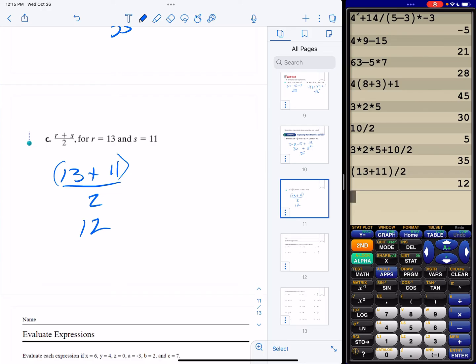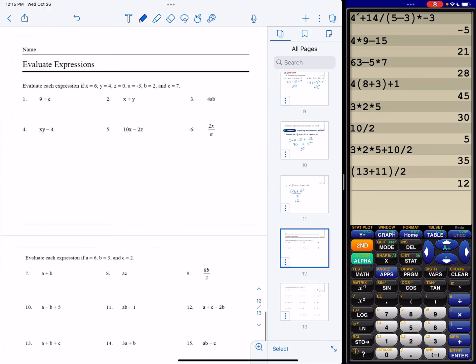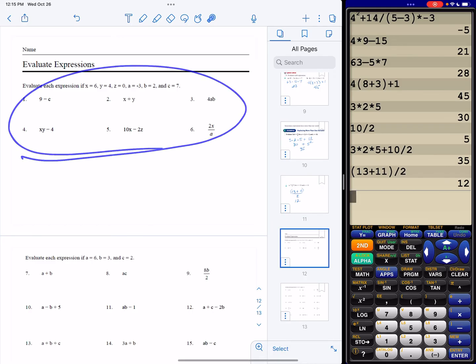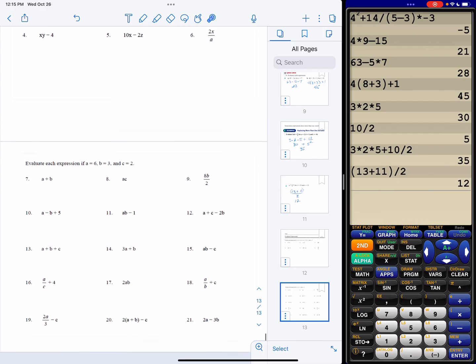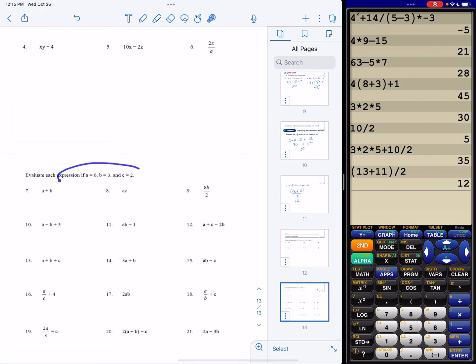Okay? So now what you're going to do on this assignment today is the same exact thing. For questions 1 through 6, you're going to use the values that are in those instructions. X is 6, Y is 4, Z is 0, A is -3, B is 2, and C is 7. So you will do that for questions 1 through 6. Then, for questions 7 through 21, you're going to use a new set of values. A is 6, B is 3, C is 2. So for each one of these, what I would expect you to do is say it first, say what it means, write it out, and then type it into the calculator.